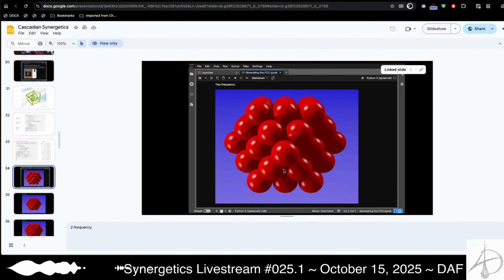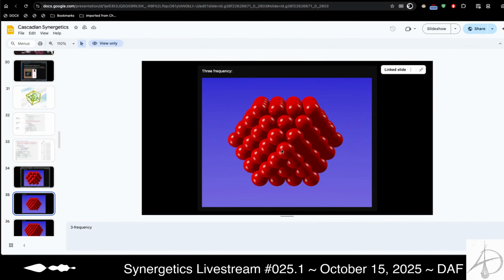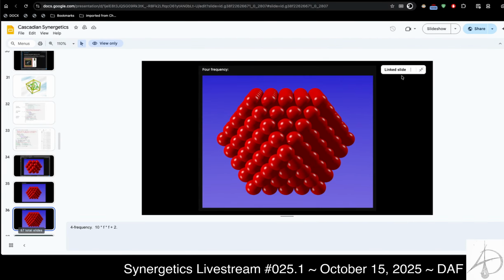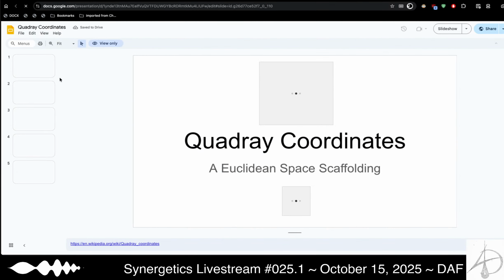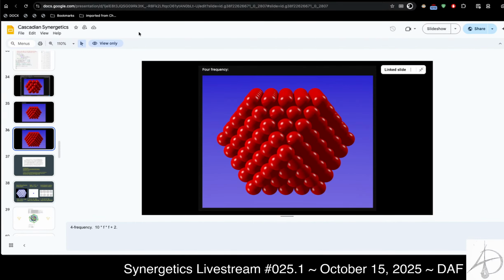This is a two frequency shape, vector equilibrium, shells building out, two frequency, three frequency, four frequency. And those are linked in the quadray coordinate slides.